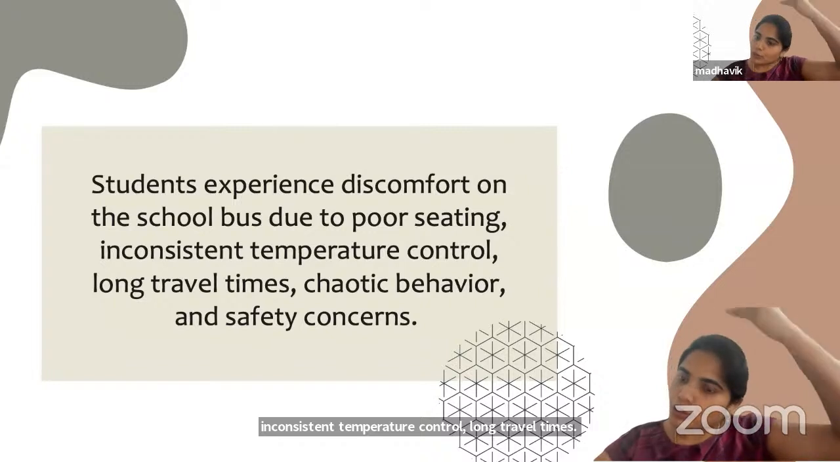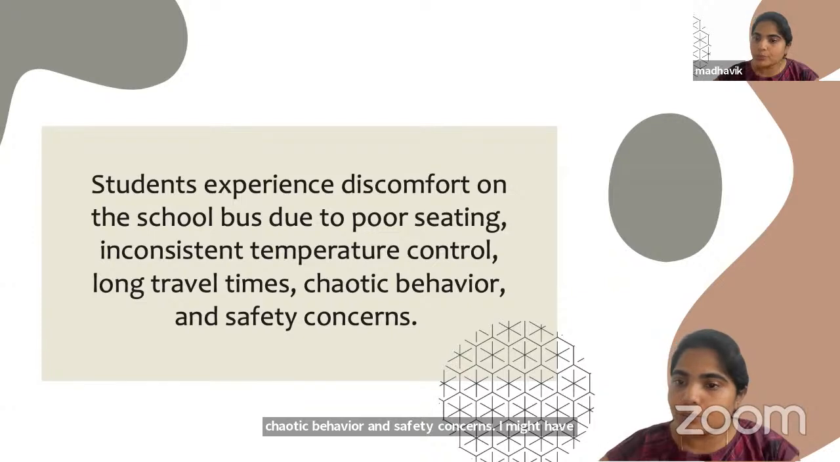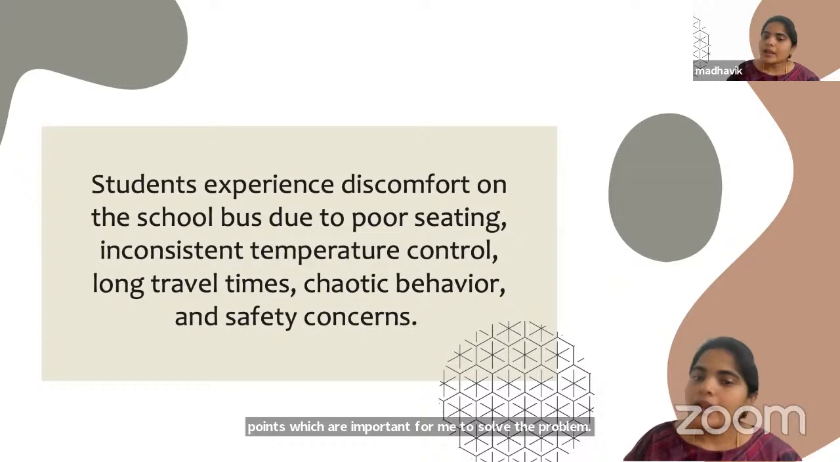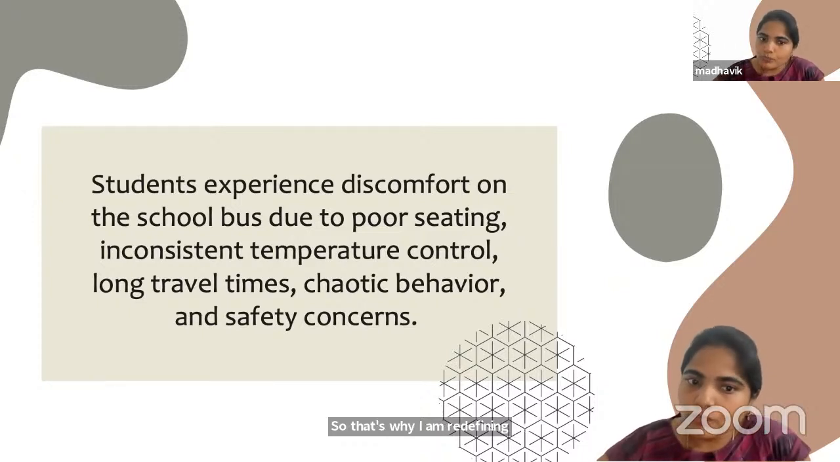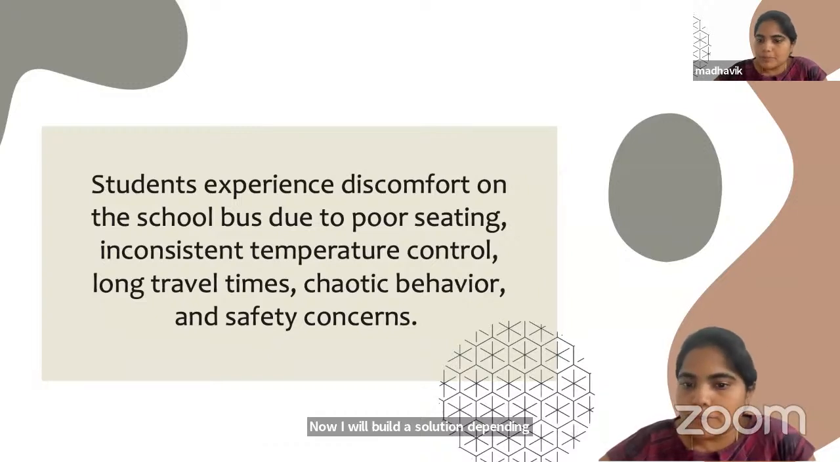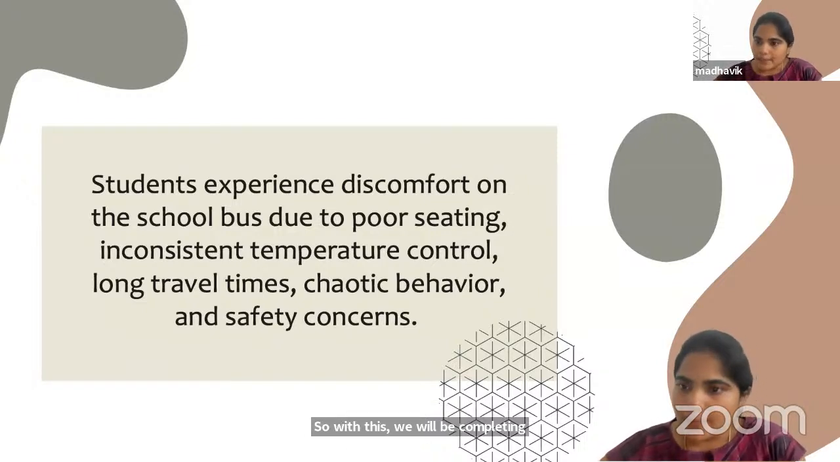I might have observed a lot of points, but I feel these are the points which are important for me to solve the problem. So that's why I am redefining the problem in my own words by telling that poor seating, inconsistent temperature control, long travel times, chaotic behavior, and safety concerns are the issues. Now I will build a solution depending upon my own problem statement. So, with this, we will be completing the first step of phase one, which is immersion.